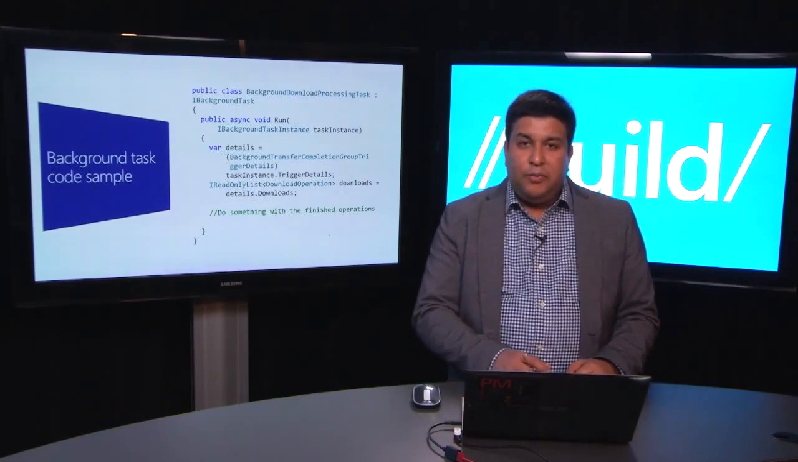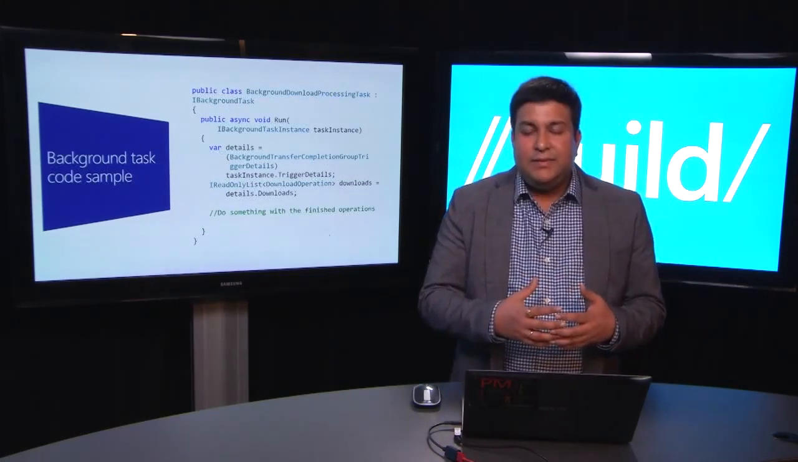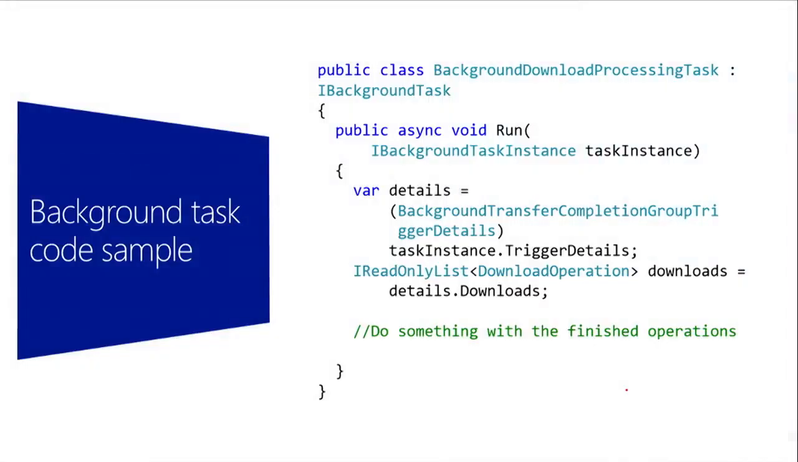So now, what do you write in the task code? When the task is launched in the background, how do you know which downloads have completed? For that, you need to just check the background transfer completion group's trigger. The trigger details contain the list of downloads that have completed. Similarly, if it's an upload, the trigger details will have a list of uploads which have completed. Using that, you can now have control of the downloads which you had earlier started.